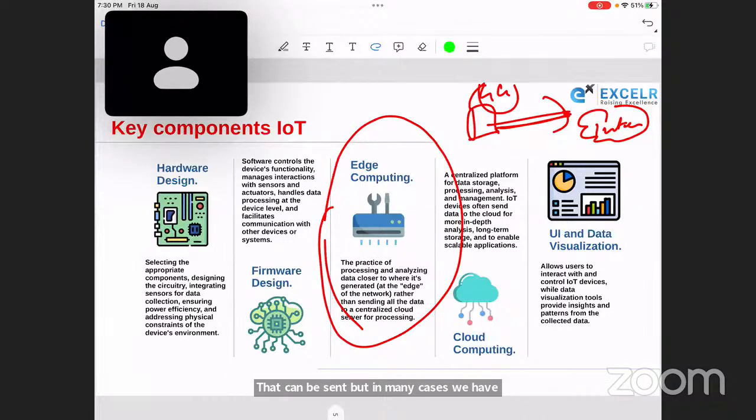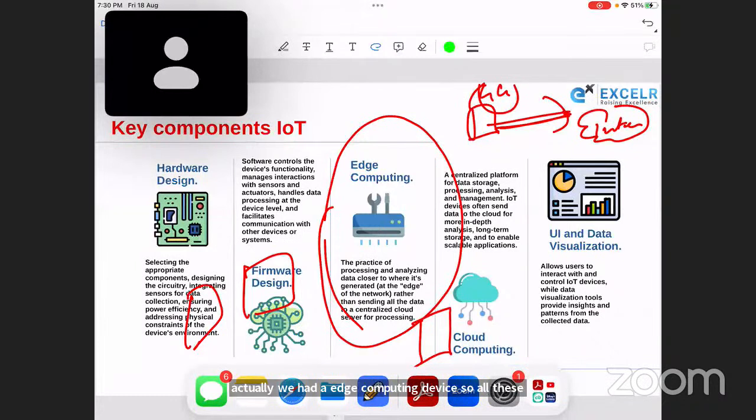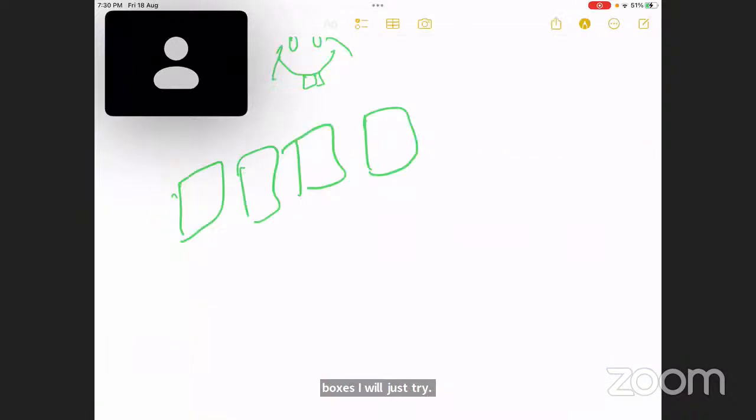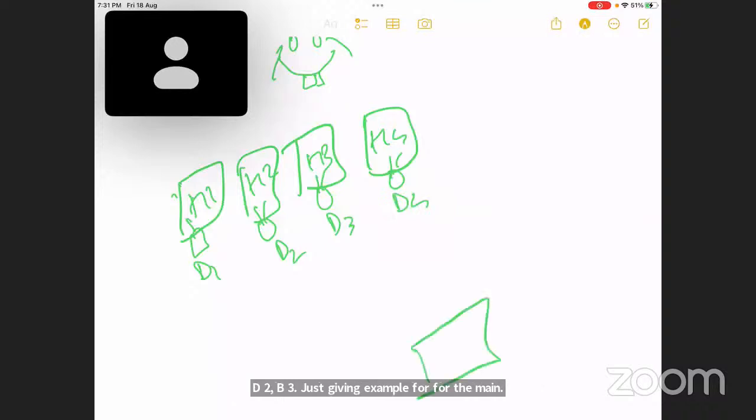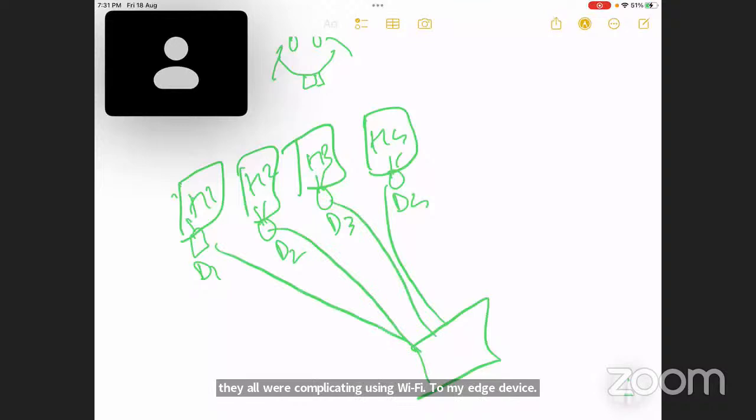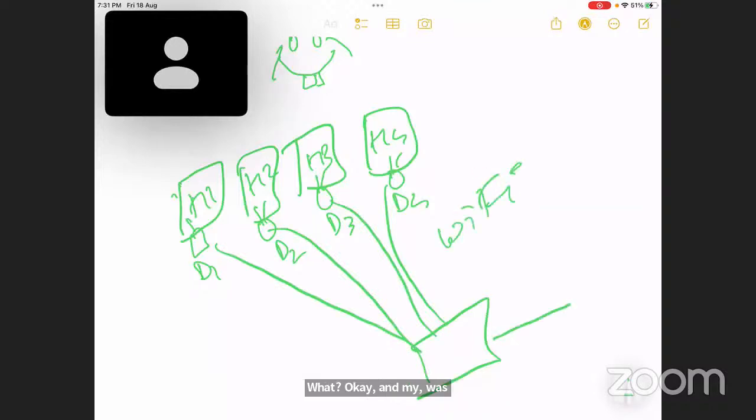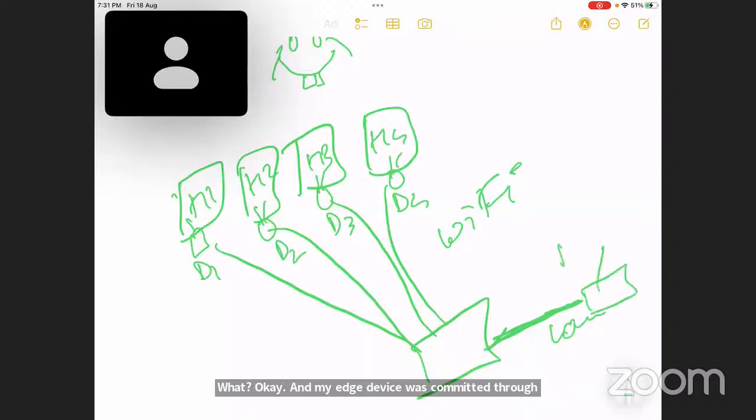Like I was talking about the hatchery, right? In the hatchery, we had an edge computing device. So all these boxes, I will just draw. We had all hatches, H1, H2, H3, H4. And here we have a device connected inside with temperature and humidity sensors. So it is D1, D2, D3, D4. I'm just giving an example for 4. There were many more than that. So they all were communicating using Wi-Fi to my edge device. And my edge device was connected through your normal LAN to the router and was sending data. This was my edge device, which can be like your Raspberry Pi.